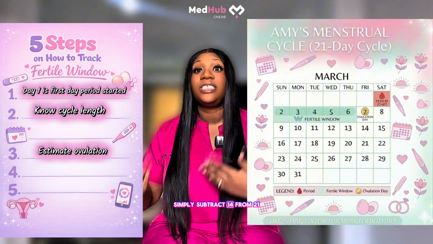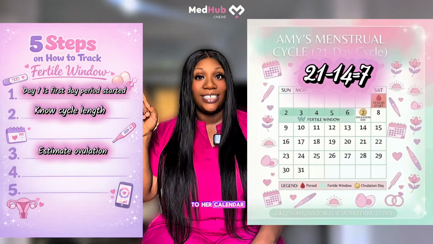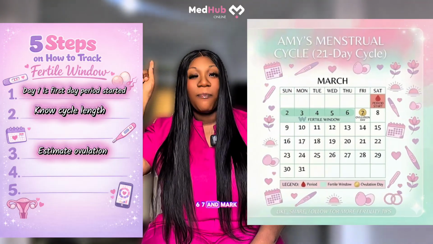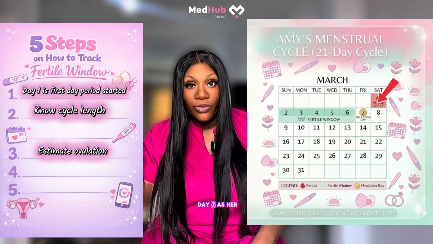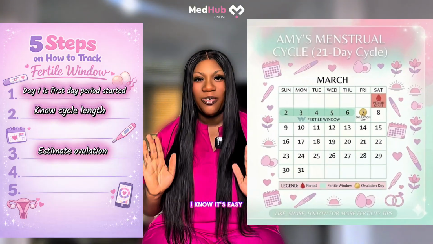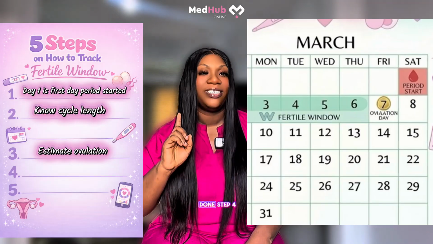Simply subtract 14 from 21, that is 7. So she's just going to go to her calendar, count 1, 2, 3, 4, 5, 6, 7, and mark day 7 as her ovulation day. Understood? I know it's easy. That is just it. But we're still not done.